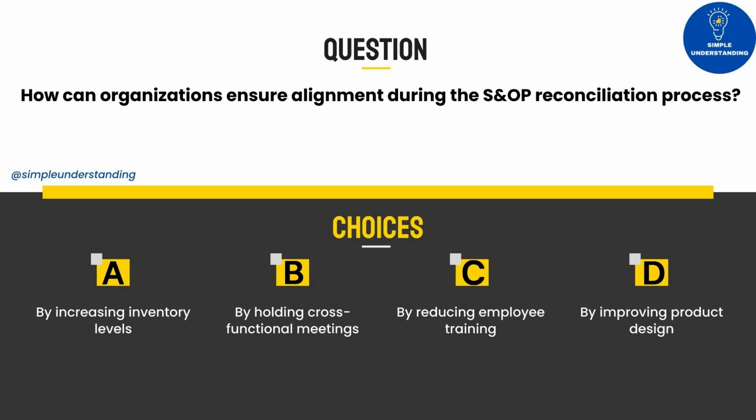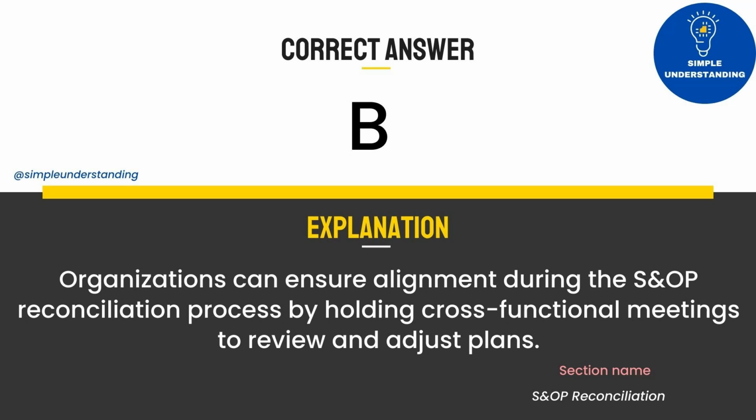5. How can organizations ensure alignment during the S&OP reconciliation process? A. By increasing inventory levels. B. By holding cross-functional meetings. C. By reducing employee training. D. By improving product design. Correct answer: B. Explanation: organizations can ensure alignment during the S&OP reconciliation process by holding cross-functional meetings to review and adjust plans.